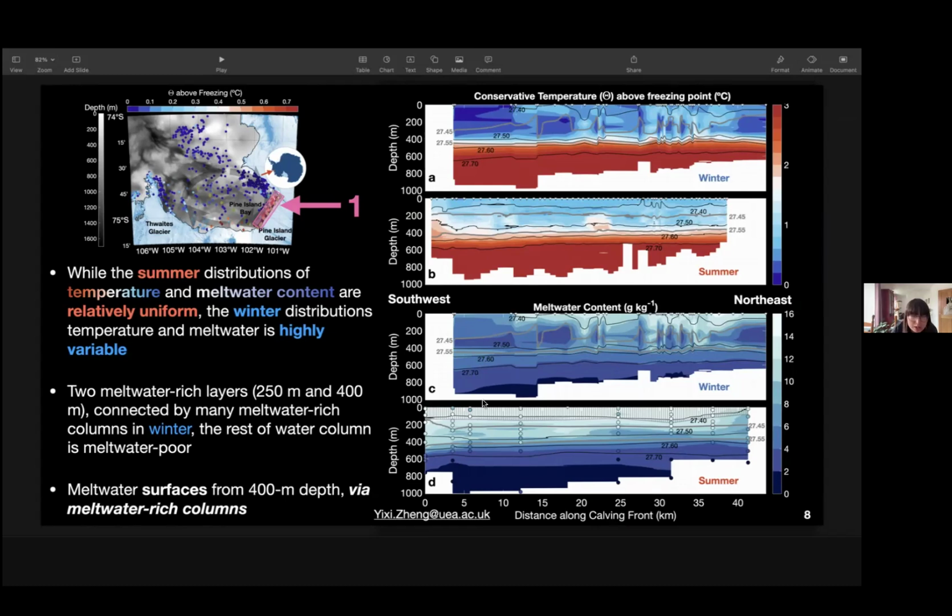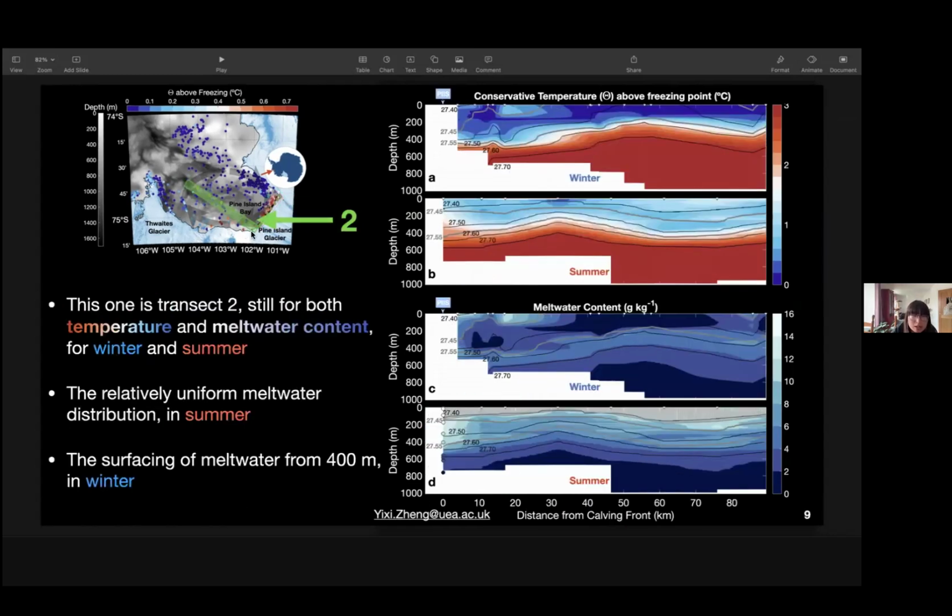So we went to another transect, the transect that is perpendicular to the ice shelf. Now we have the x-axis from 0, that is at the ice shelf, to about 90 kilometers, that is away from the ice shelf. Then again, in the summertime, we can see that above about 400 meters, we have meltwater pretty much everywhere, and the distribution is relatively homogeneous.